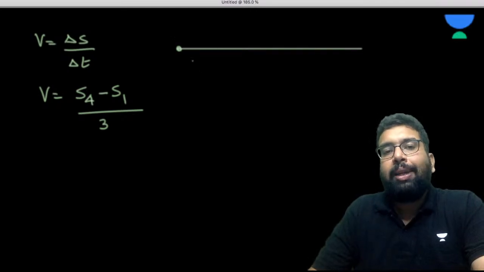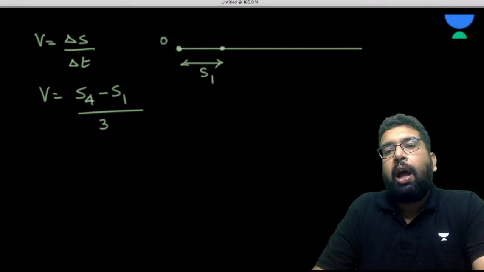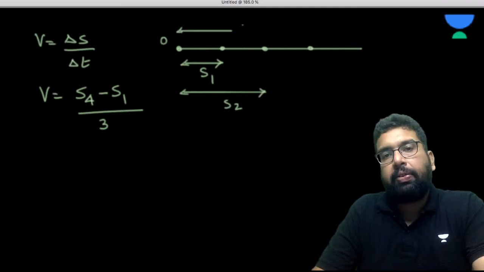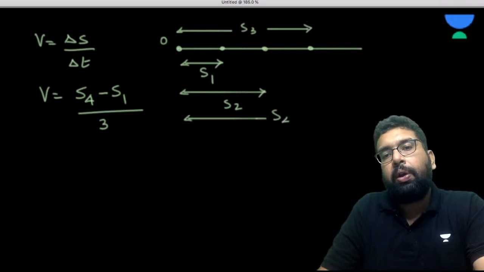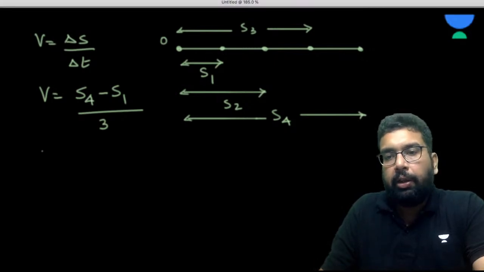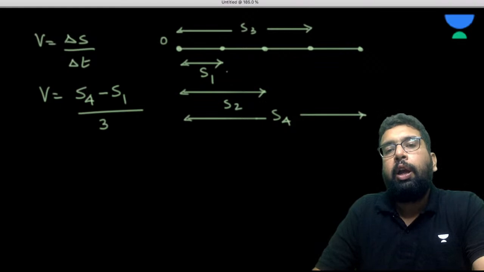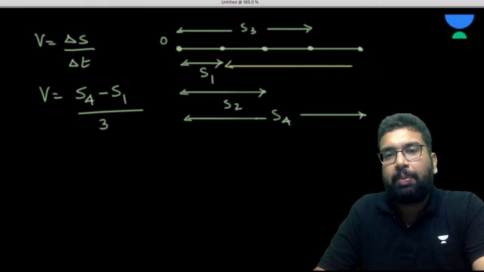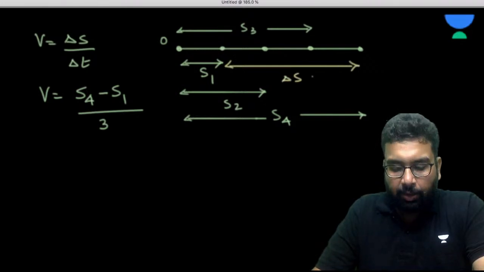What do we mean by S4 and S1? When you start with 0 time, after 1 second the displacement is S1. After 2 seconds, the displacement is S2. After 3 seconds, S3. And after 4 seconds, the displacement is S4. So the displacement between 1 and 4 is S4 minus S1.